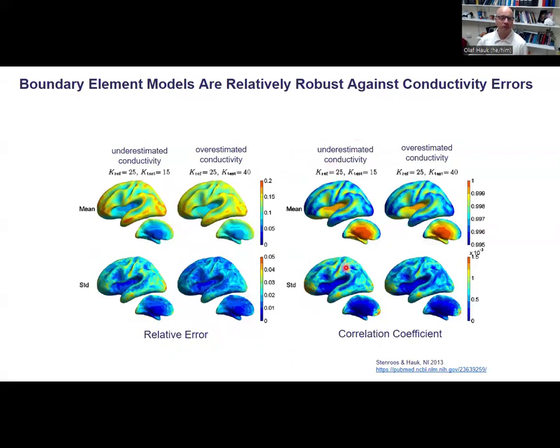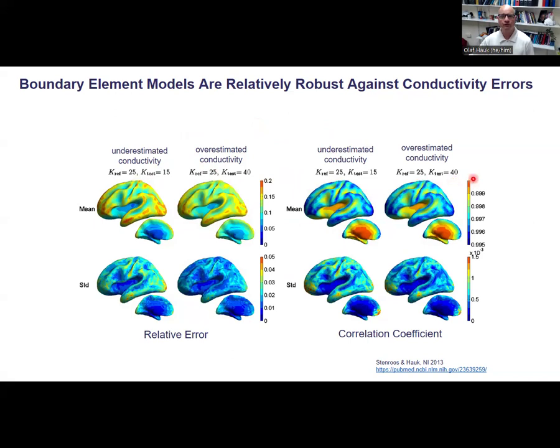Also in this study, it was a relatively simple way of checking how robust the boundary element model is with respect to conductivity errors. So we simply underestimated or overestimated the conductivity of the skull. And then we looked at the relative error with respect to the ground truth. And in this case, this was all done in simulations. And relative error could be up to 20%.